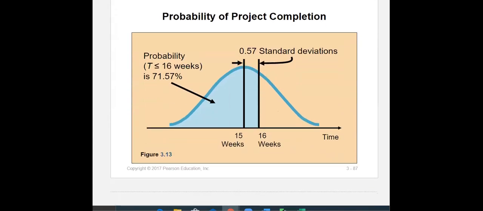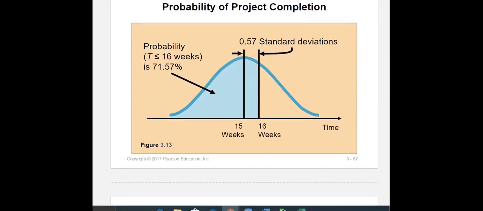So that's what we just did. So that's what it means. For us, it was 18, and that blue part, the area is 95%. For 16 weeks, it was 71.57%.